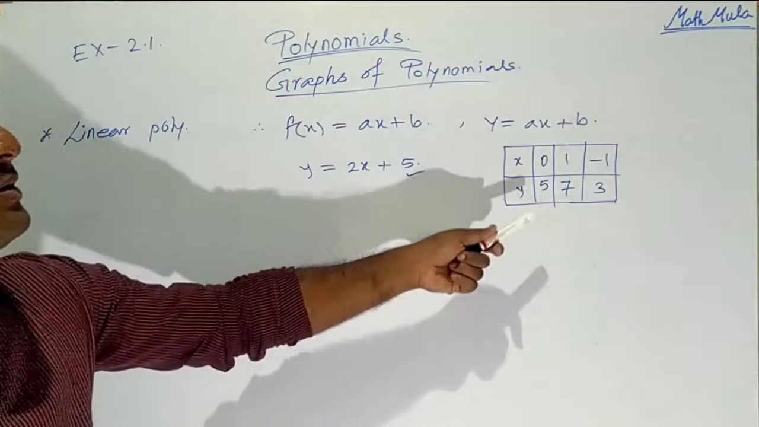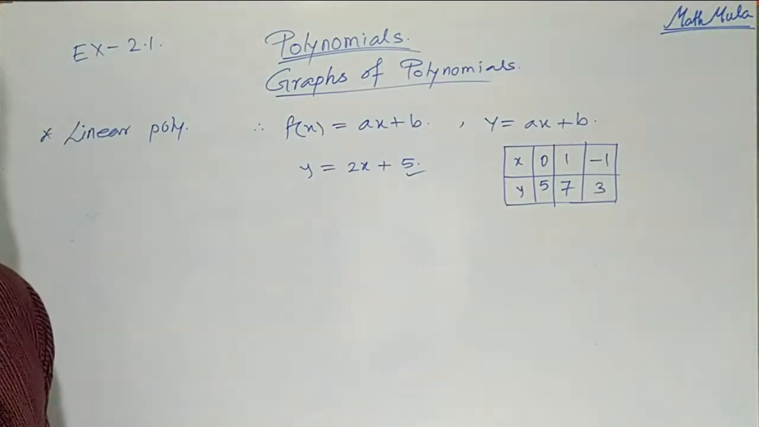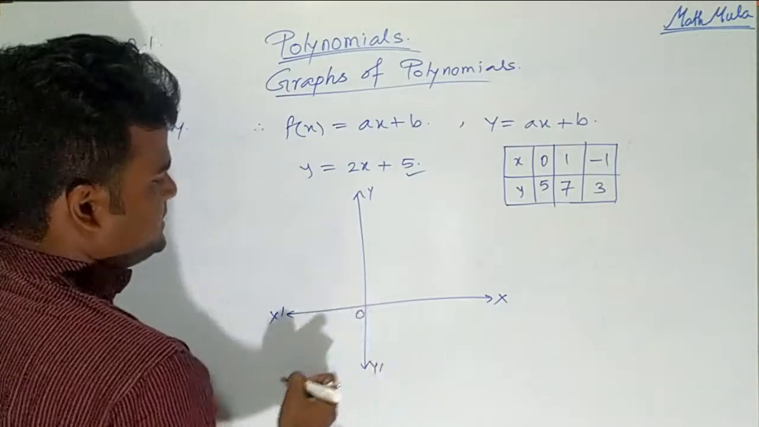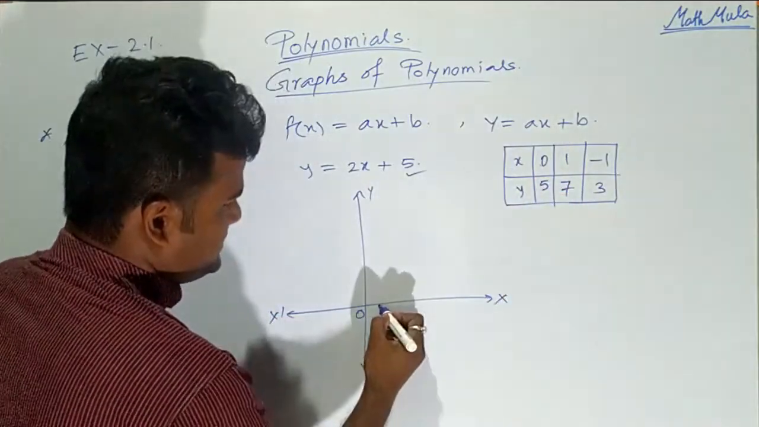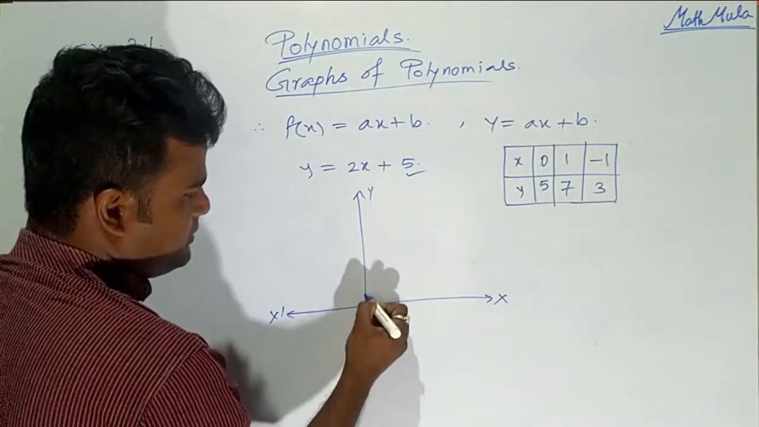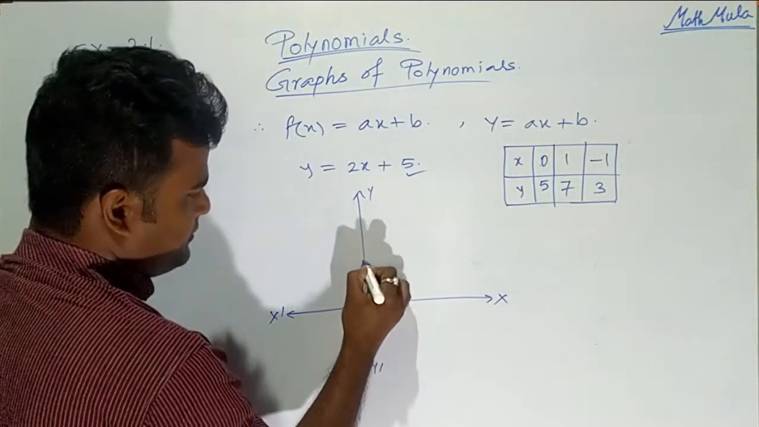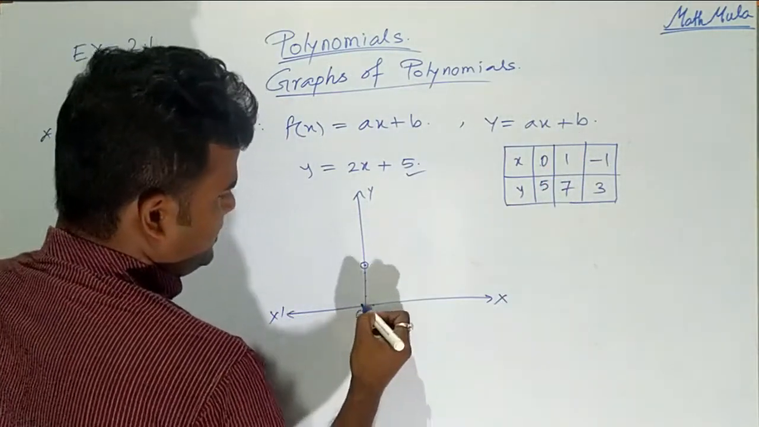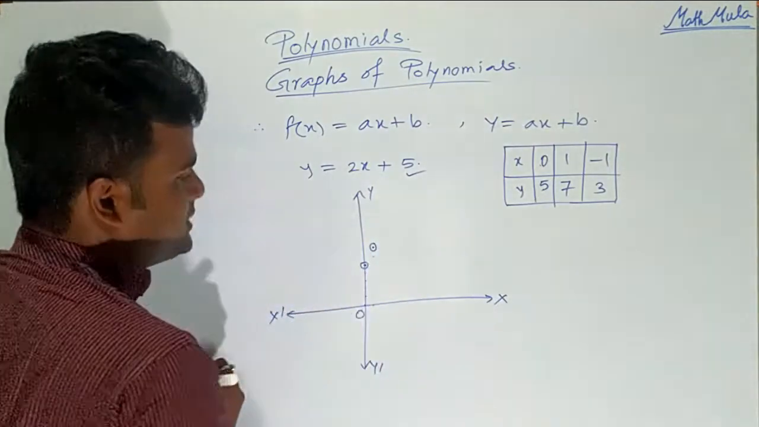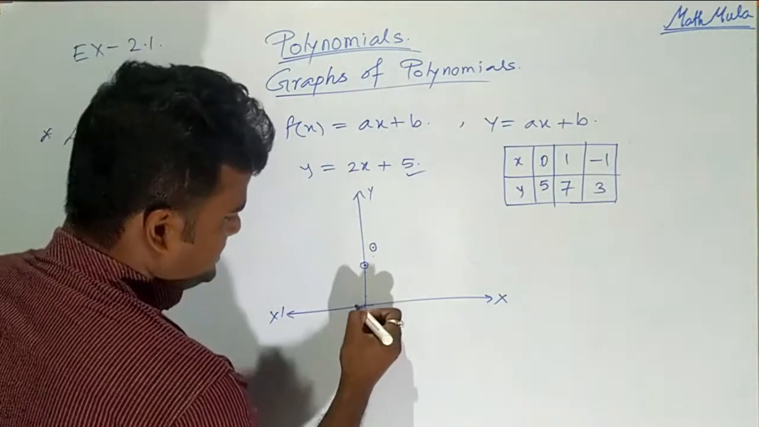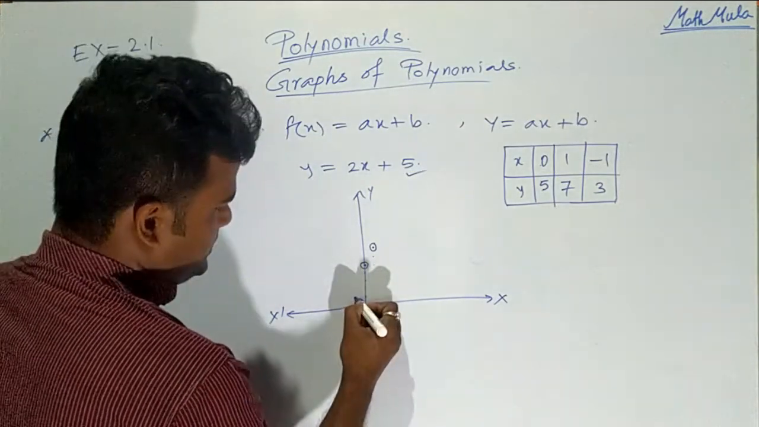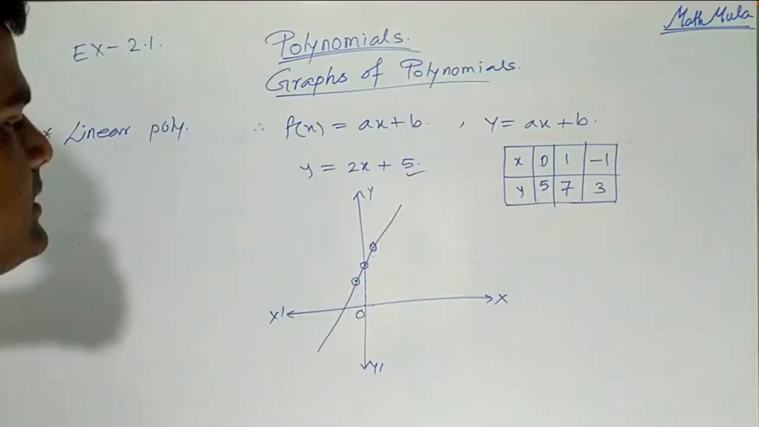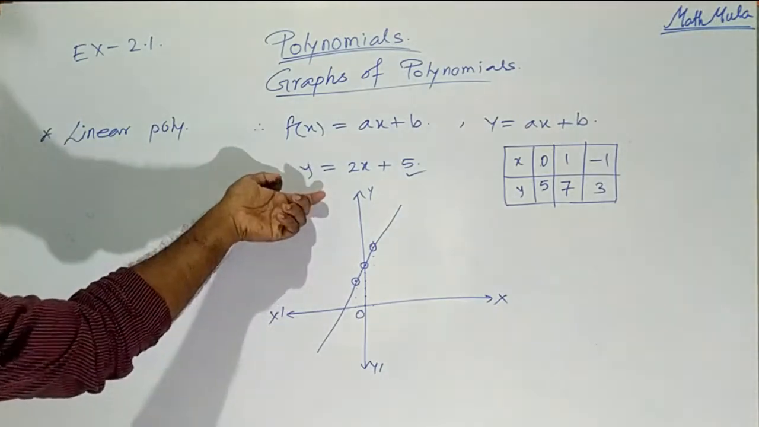3. Now I use this table to draw the graph on graph paper. Y-axis, y dash, x, x dash. Now this is the origin. First coordinate (0, 5): x = 0 at this point and y = 5. 1, 2, 3, 4, 5. Mark it. Now the second coordinate (1, 7), that is x = 1 and y = 7. This coordinate. And for the third coordinate, x = -1 and y = 3. That is 1, 2, 3. This point. Now we join these 3 points and this is the required graph of this given linear polynomial.